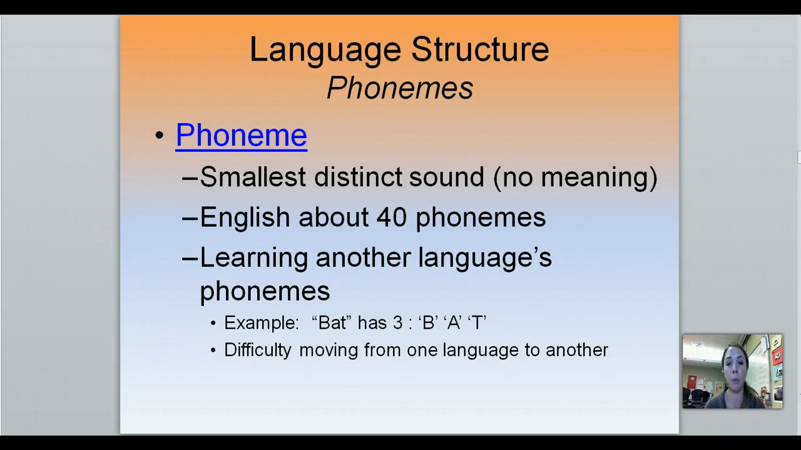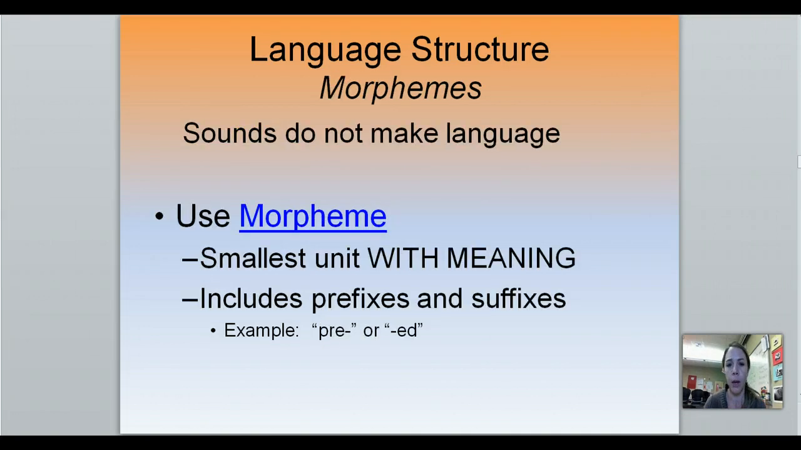So an example would be bat, which has 3 of them: b, a, t. When you're learning how to read, you learn a lot of these simple, distinct sounds. So the phonemes in bat would be b, a, t. Okay, so phoneme: the smallest distinct sound that has no meaning associated with it. So b, a, and t do not have any meaning associated with them. So it's not a language, right? There's no communication. It's a small, distinct sound.